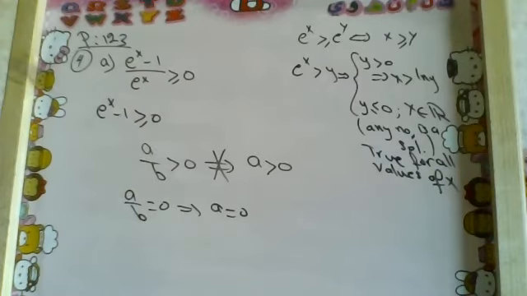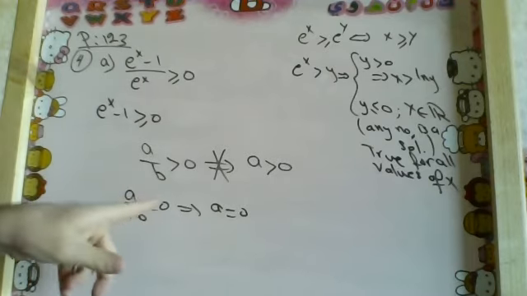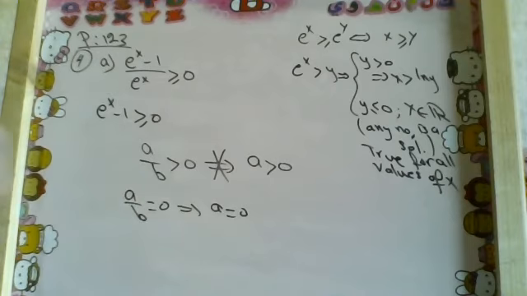I said here, in case you have the equation a over b equal to 0, then yes, a equals 0, the numerator equals 0. This is a remark, of course. But for the inequalities, this is not true. a over b greater than 0 doesn't mean that a is greater than 0.